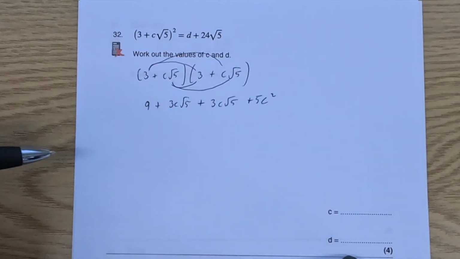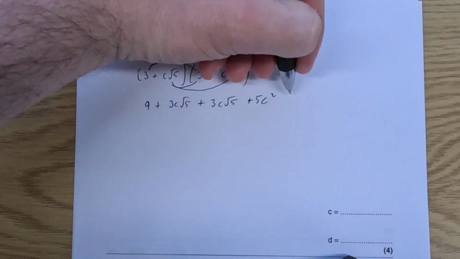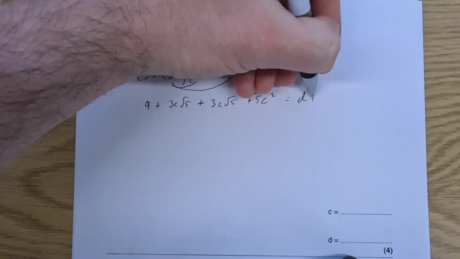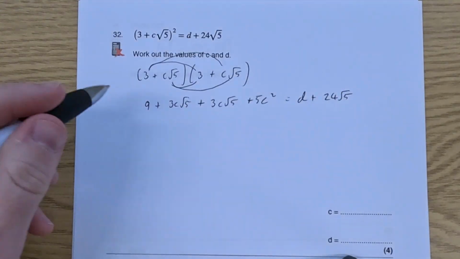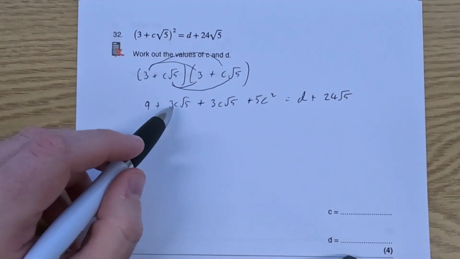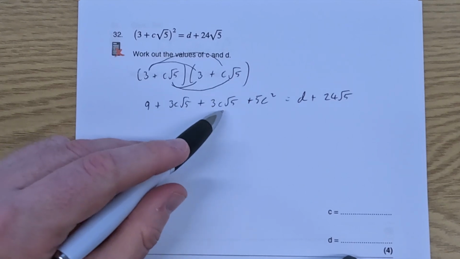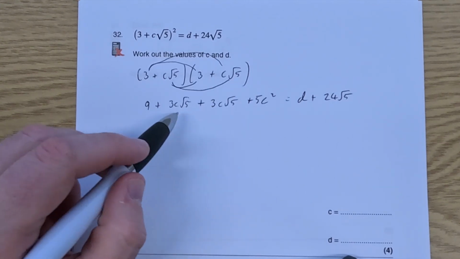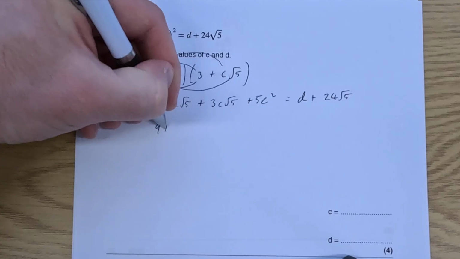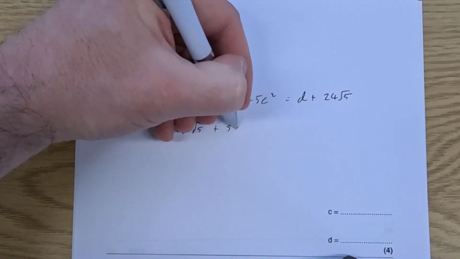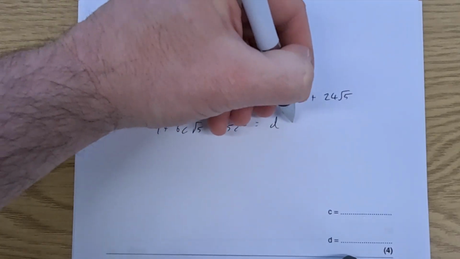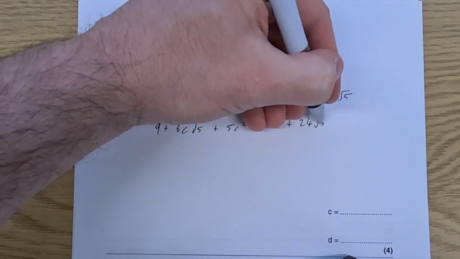Okay, so we've now expanded our brackets. Now we know that this is equal to d plus 24 root 5, just putting that right hand side there. Also, we can simplify this. 3c root 5 plus 3c root 5 would be 6c root 5. So that would be 9 plus 6c root 5 plus 5c squared is equal to d plus 24 root 5.